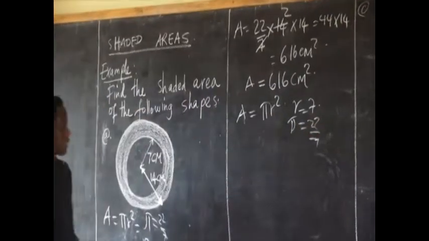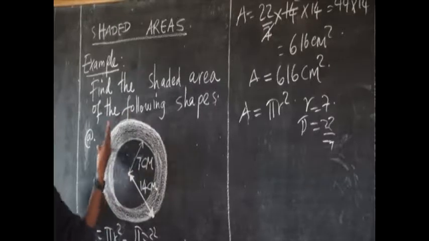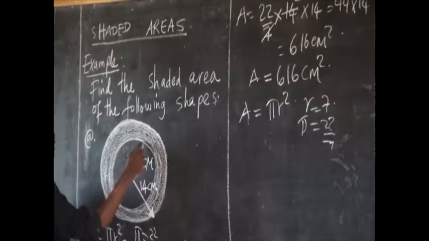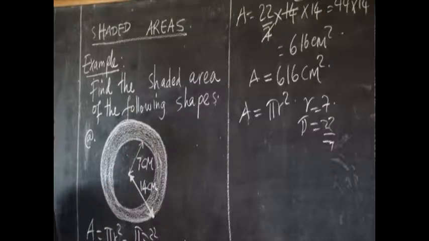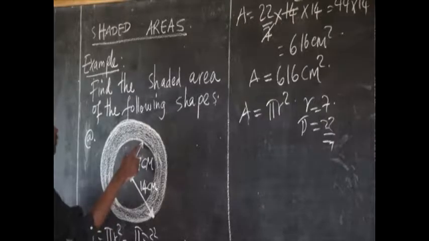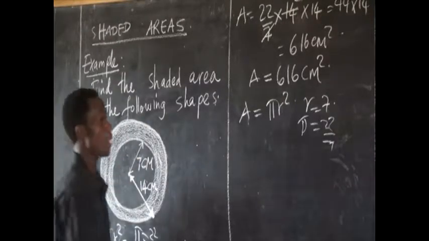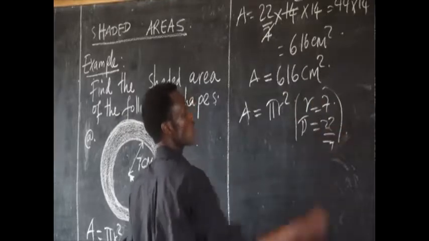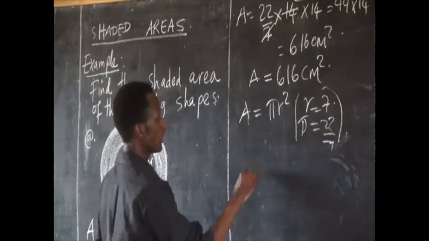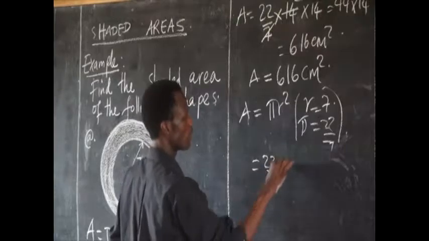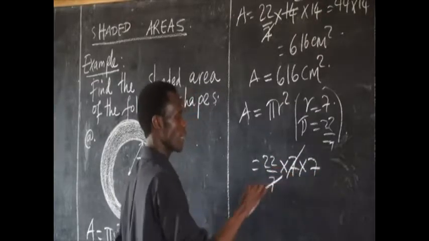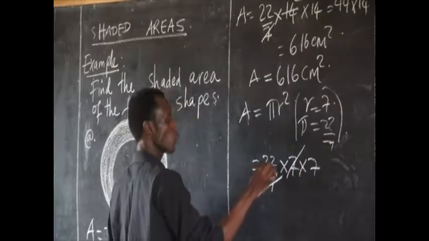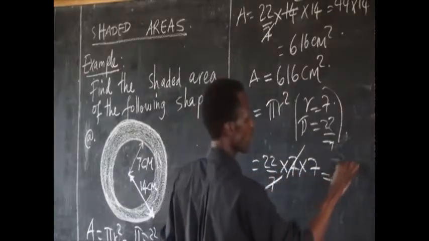Now, with that being the case, look at here. The distance from one side of the circle to the center of the circle is called the radius. So we have a 7 centimeter radius. Now let us apply what we've been given in the formula so as we could get what we need. It is 22 over 7 times r, which is 7 times 7. By cancelling, you will find it is 22 times 7, which is equal to 154.